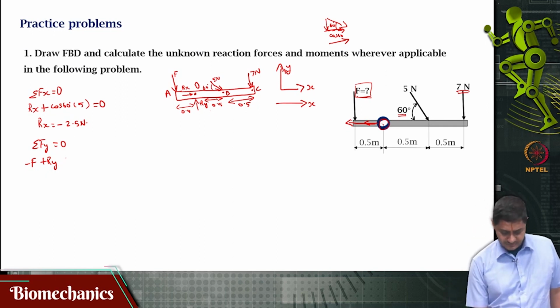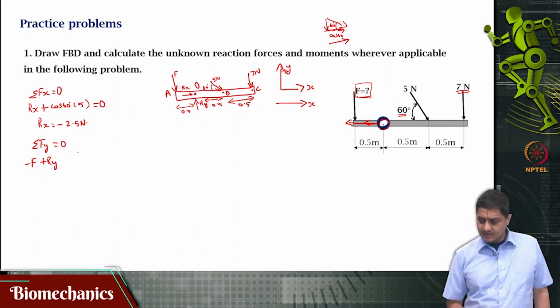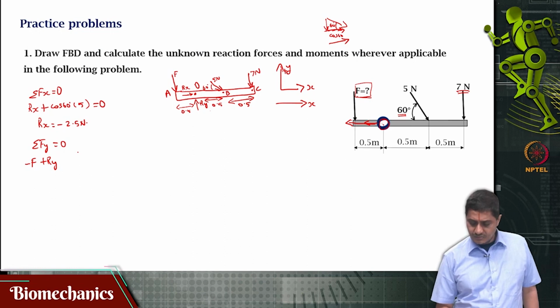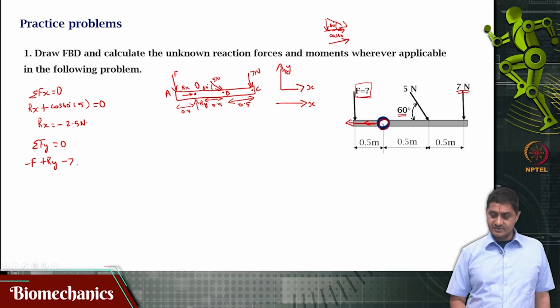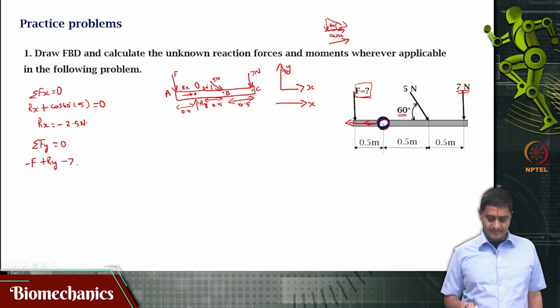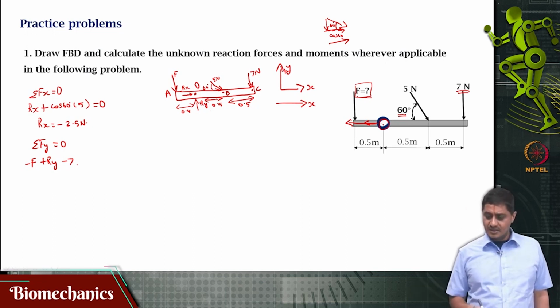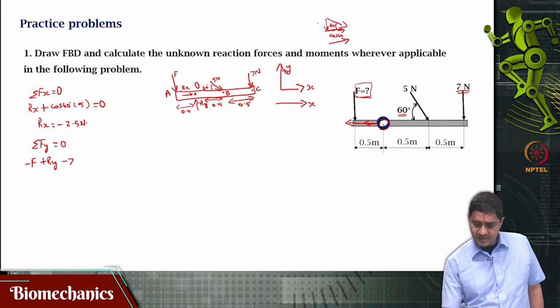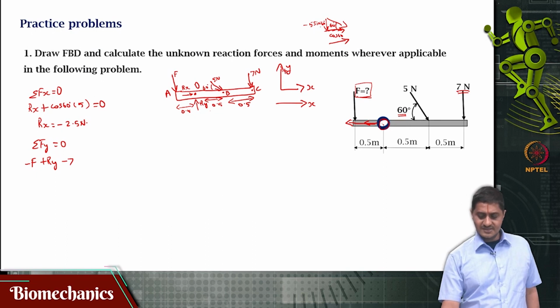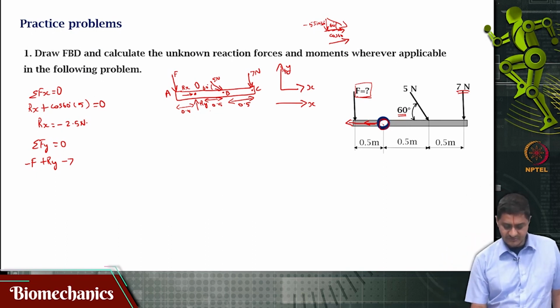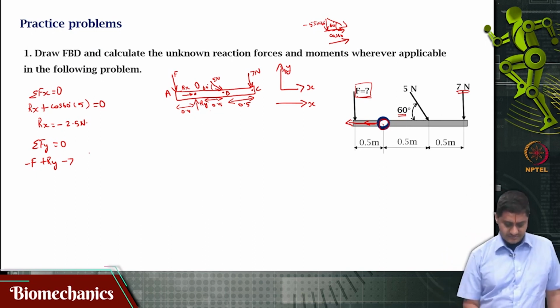Okay. Anything else? Minus 7 newtons, okay, minus 7, because that is acting at C. Anything else? Because this 5 Newton will have a negative y component, right? That is minus 5 times sin 60, is it not? We saw that. That will be minus sin 60 times 5, right?